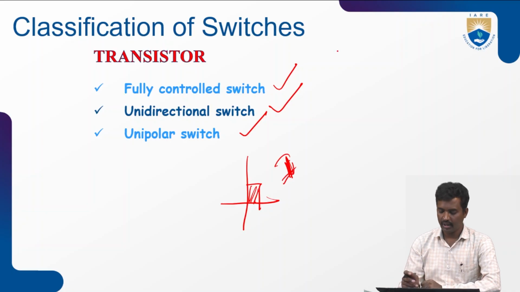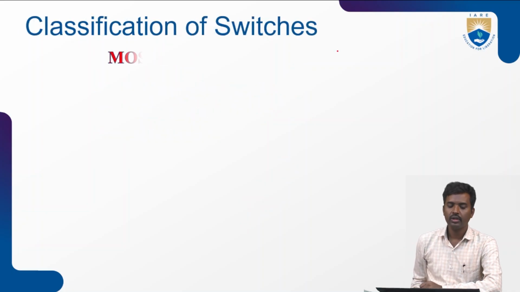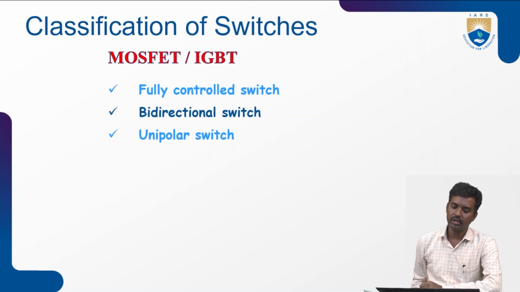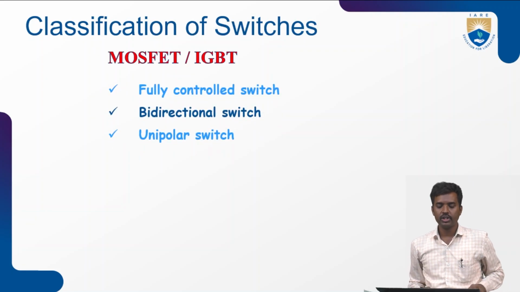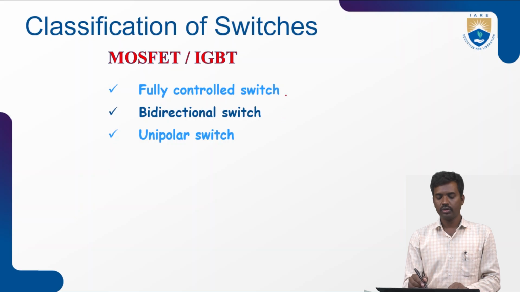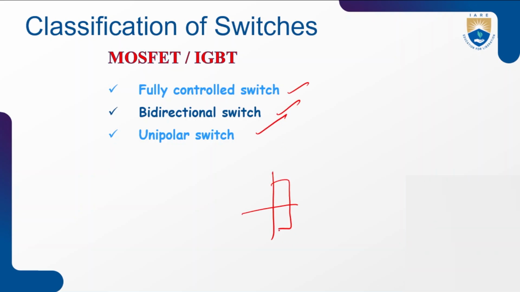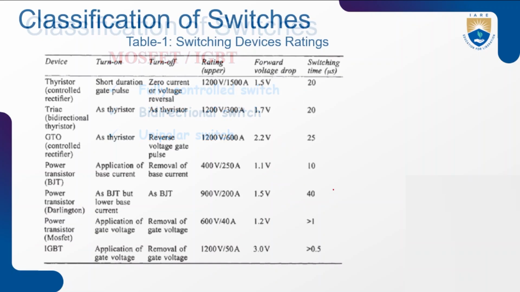But here transistor, MOSFET, IGBT is also a fully controlled switch, a unidirectional switch, and a unipolar switch. Unipolar means only positive current and voltage. And now here I have given the table of switching device ratings.